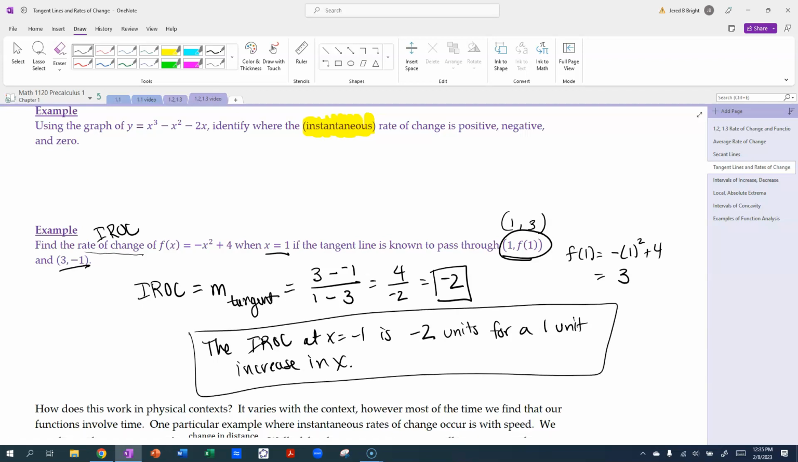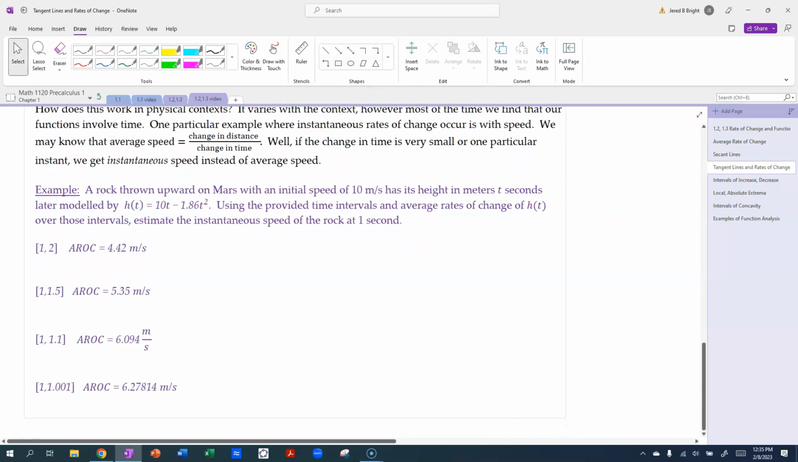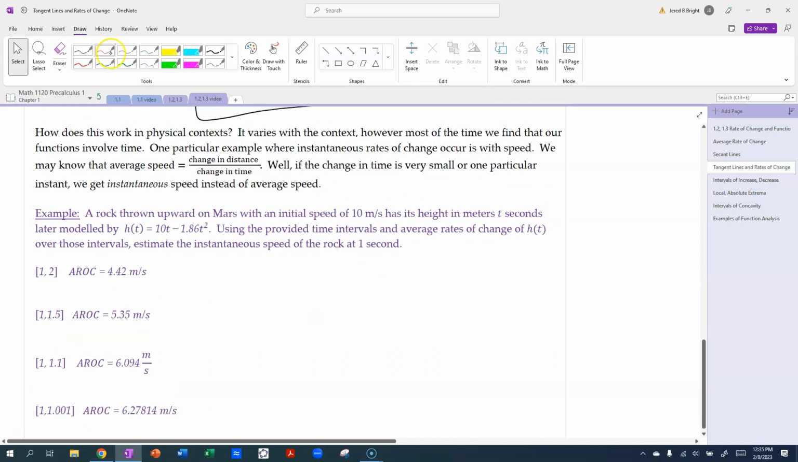Okay. Now, all of this is just kind of theoretical. How does this happen in reality? How do we work with this in a physical context? And so one context that you will see at some point in your life is average speed. So this is kind of akin to, you set your cruise control on 65, drive for 2 hours, and then see where you're at. But average speed is calculated as change in distance over change in time.